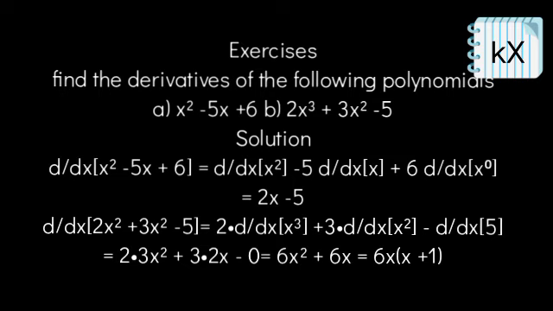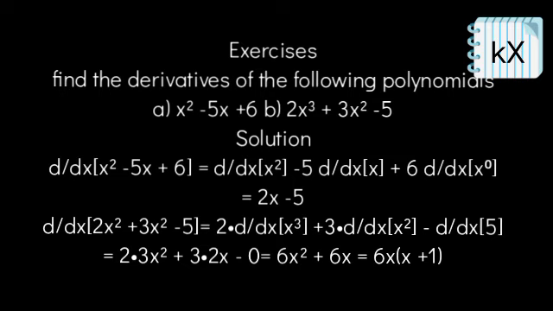So we have the derivative of x squared minus 5x plus 6 to give us the individual derivatives of the terms in the given function. So we differentiate x squared to give us 2x. Using the power rule and the constant multiple rule, we differentiate 5x to give us minus 5. And then we differentiate 6, and in the rules of differentiation, the derivative of a constant gives us 0. So the final answer is 2x minus 5.